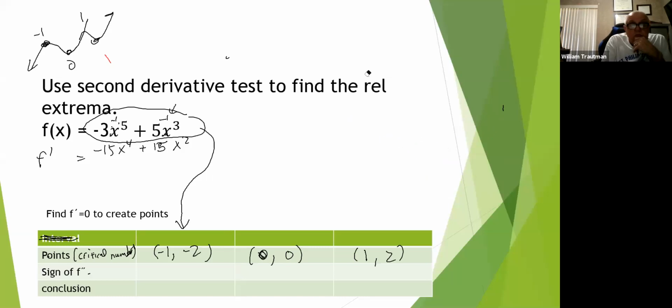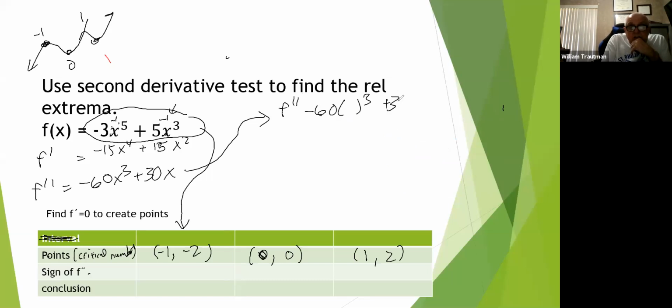So I've got to write the second derivative. The second derivative is negative 60x^3 plus 30x, and we don't have to factor this out. This is the second derivative, negative 60x^3 plus 30x. We're going to plug these points into that, just the x values.